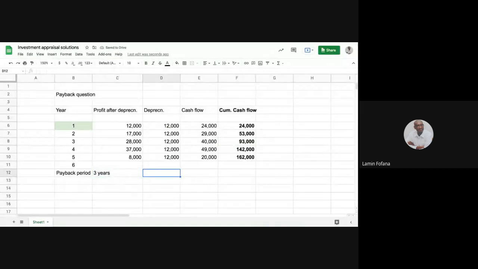So how do we calculate the number of months? 3 years is simple because up to year 3 is 93,000. But when you go to year 4, it's 142, and 142 is more than 120. So that means it's going to be 3 years plus some months, and the payback period falls within year 4. So we know it's 3 years. Now we have to calculate how many months. How do we calculate the number of months?